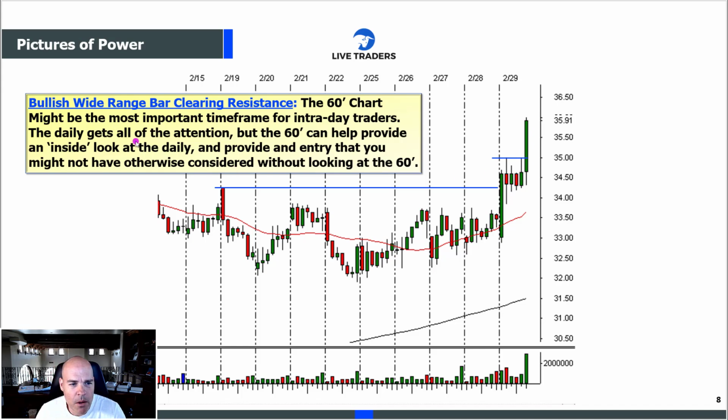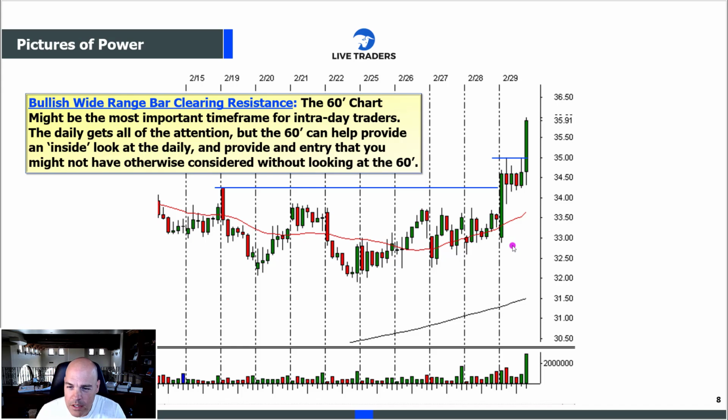So the 60-minute chart might be the most important time frame for intraday traders. The daily gets all the attention, but the 60-minute can help provide an inside look at the daily and provide you an entry that you might not have otherwise considered. All right. So a lot of people think, oh my gosh, the daily is everything. It is important. But the 60-minute to an intraday trader might be the single most important time frame you have. It's going to help you get into some of those daily buy setups a little bit sooner.